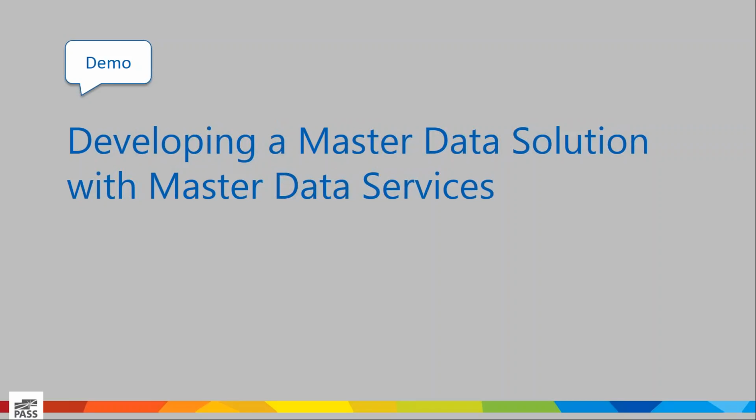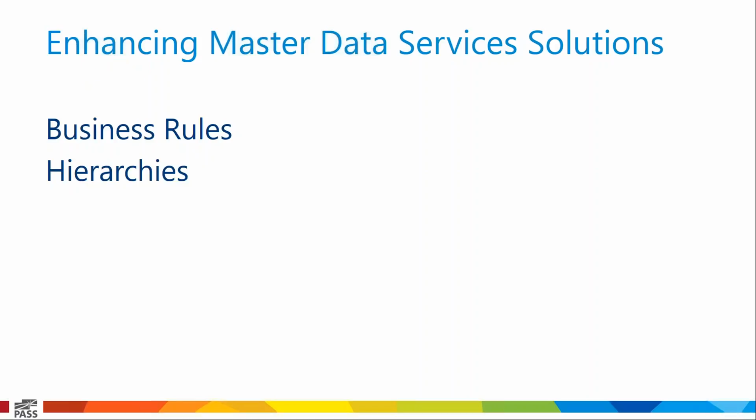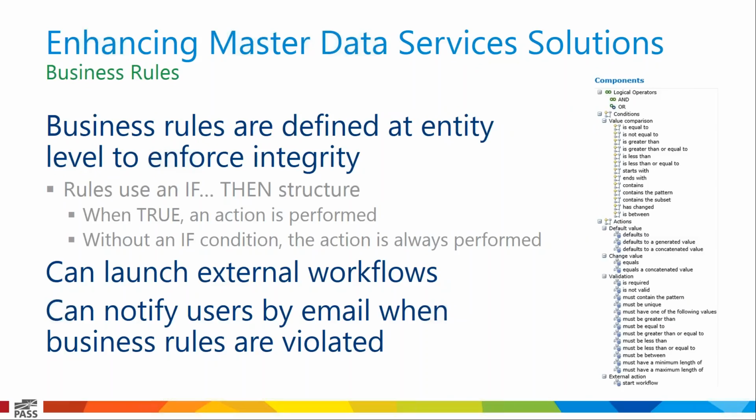All right, so the next phase would be, how could we enhance this model? The two topics are business rules and hierarchies. Essentially, business rules allow you to enforce integrity. They can use an if-then structure, so under a certain condition something should be performed. They can even launch external workflows and notify users when rules are violated. And a new feature in SQL Server 2016 is they can be extended with SQL Server functions and stored procedures to provide you customized logic.